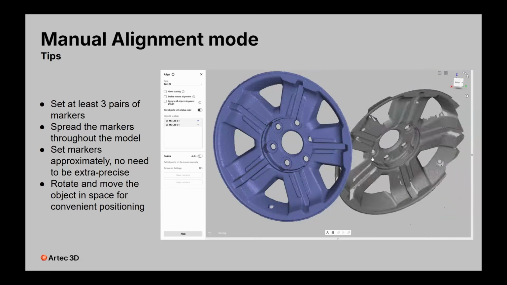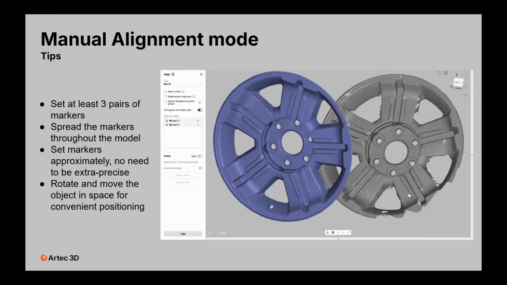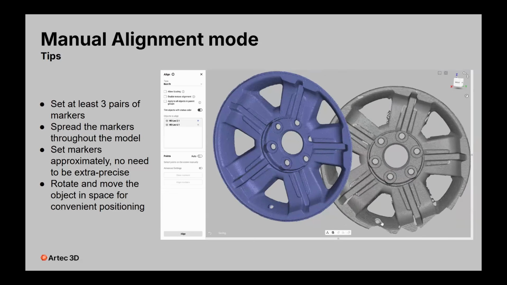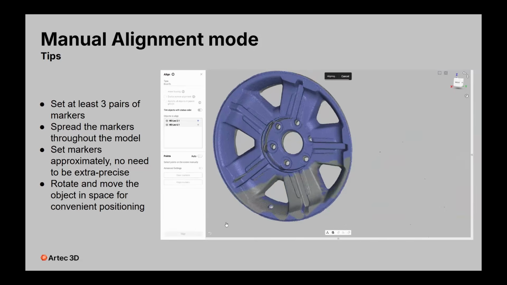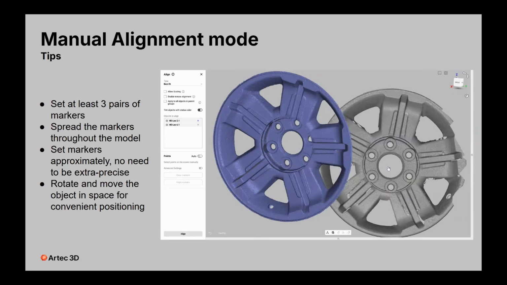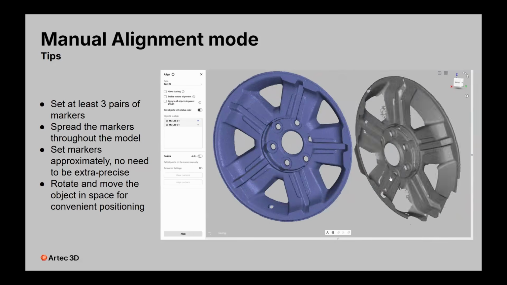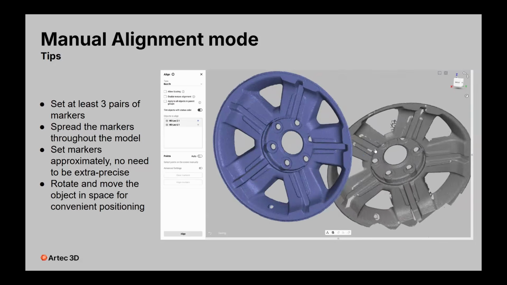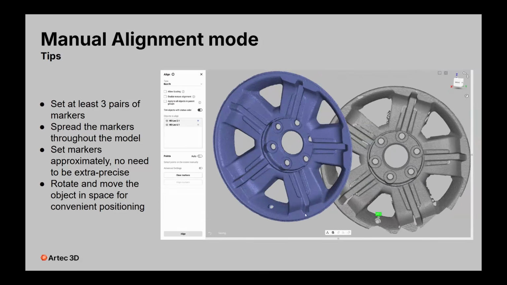So yeah, the second advice is to spread the markers throughout the model as much as possible to lock all axes, let's say. If you set all of those markers into a single area, then the alignment might also fail. Ideally you want to spread those markers as much as possible so that one object can be aligned to a different one in only one way.